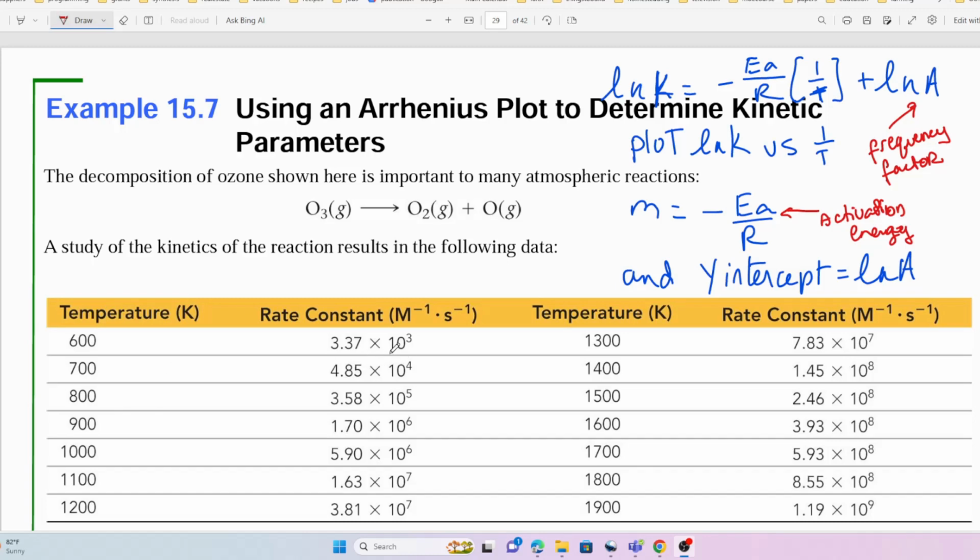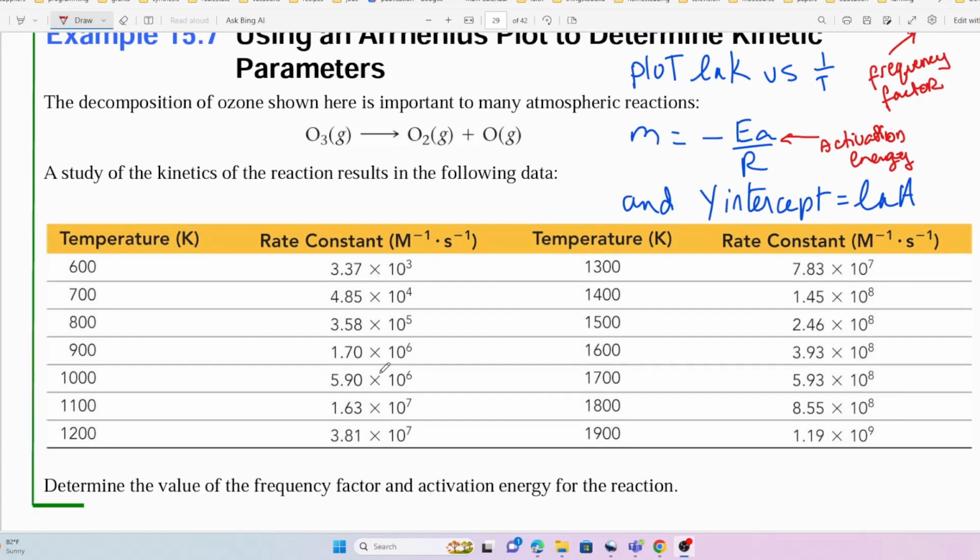Next, we'll look at example 15.7, which uses an Arrhenius plot to determine kinetic parameters. The decomposition of ozone, shown here, is important to many atmospheric reactions. Ozone, O3, forms O2 plus O. A study of the kinetics of the reaction results in the following data, so we see that shown here. Determine the value of the frequency factor and the activation energy for this reaction.